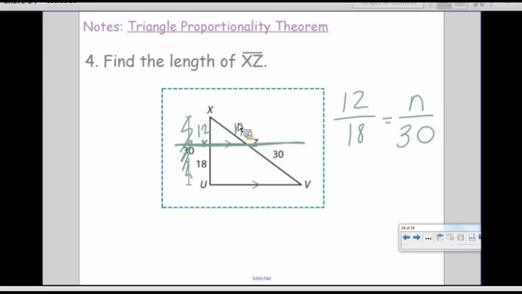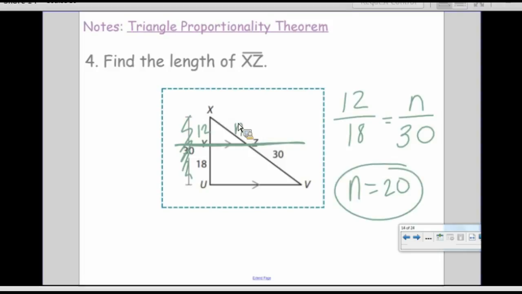Trinity, what did you get? Sorry, what? I don't think it's going to be bigger than 30 if we use reasoning. Let's see. 12 times 30 divided by 18. You flipped it. Okay. What's the answer, guys? Yell it out. 20. N is 20.